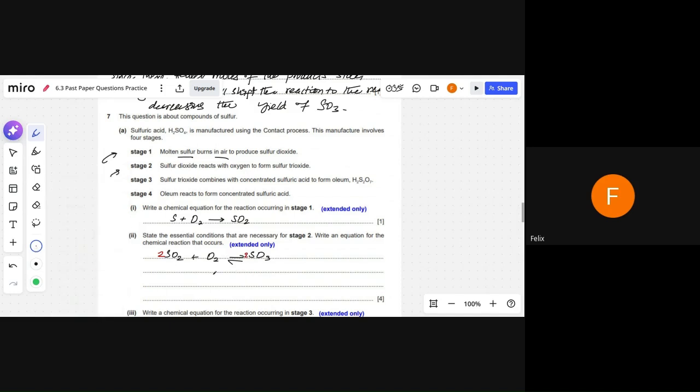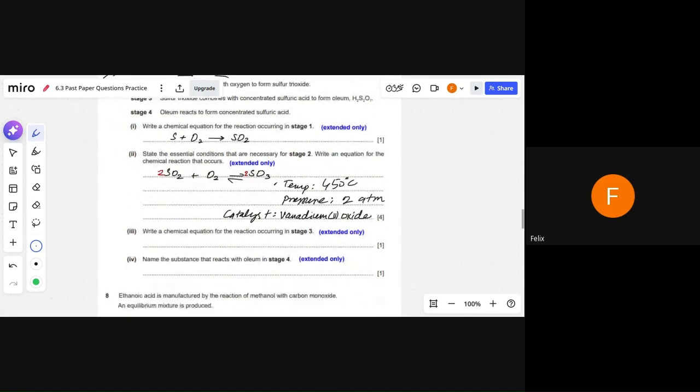And now, okay, so what are the other conditions? Again, it's a memory-based question. Temperature has to be 450 degrees Celsius. Pressure has to be 2 atmospheres, and a catalyst that we use is vanadium 5 oxide, right? So this is how it's done.